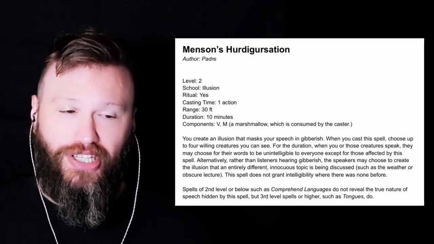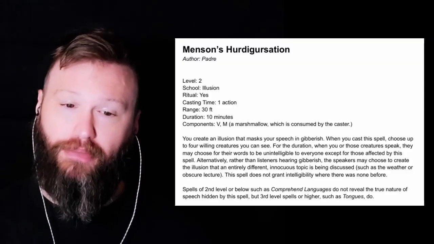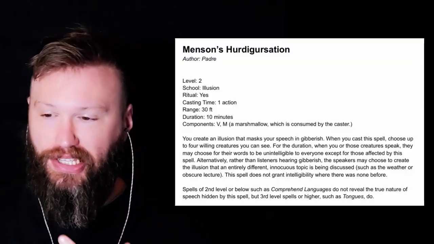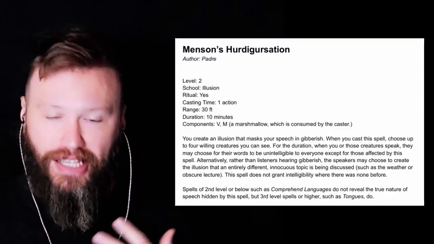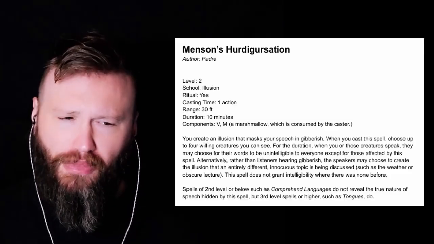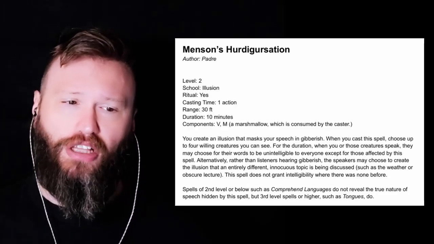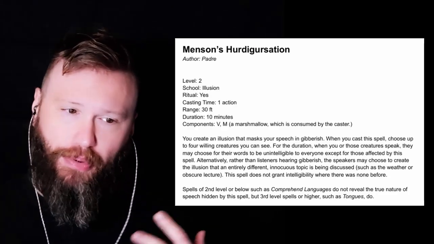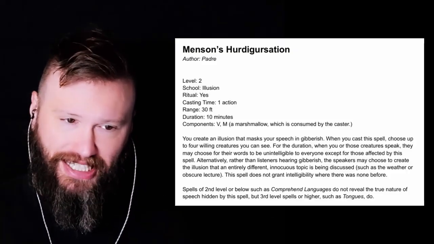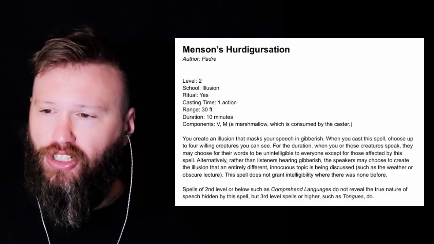And it calls out existing spells for interaction. For example, it mentions specifically that comprehend languages doesn't affect it. You can't see through it with comprehend languages, which is really cool. I believe that's why this spell won the contest, because it has all of these elements. All these elements that make up a really great spell are incorporated into this, right? Now, let's go on and look at another example.